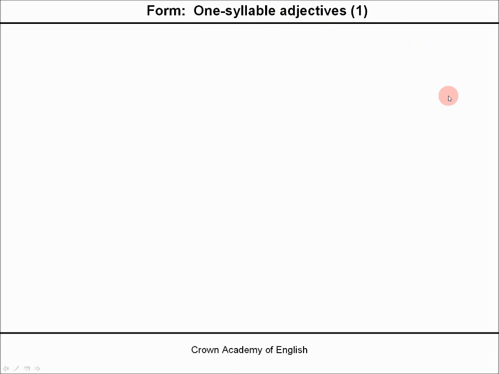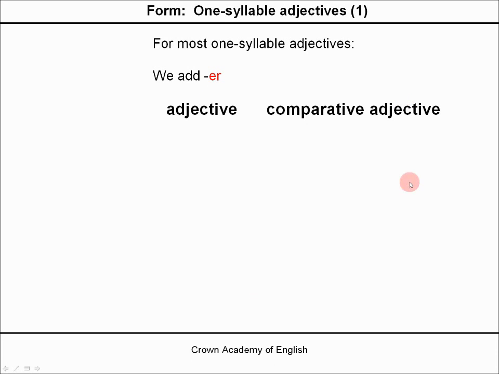one-syllable adjectives. For most one-syllable adjectives, we add the letters ER. Hard becomes harder. Tall, taller. Short, shorter. Small, smaller. So you see, this is very easy. We add the letters ER.